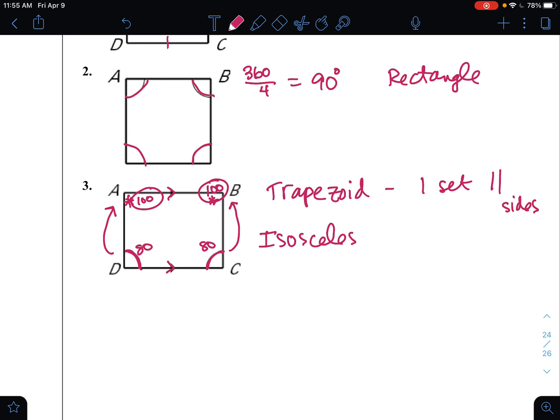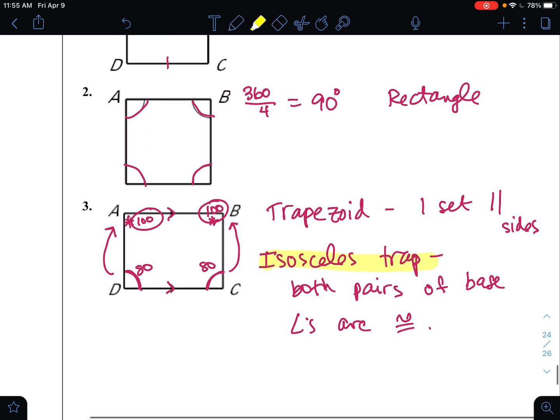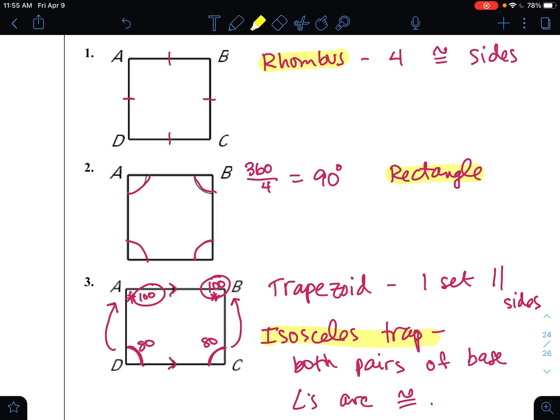And I need to make sure I can see that the top two angles are also the same. I'm going to say here, both pairs of base angles are congruent. Okay, so I guess that's my final answer: isosceles trapezoid, rectangle, rhombus.